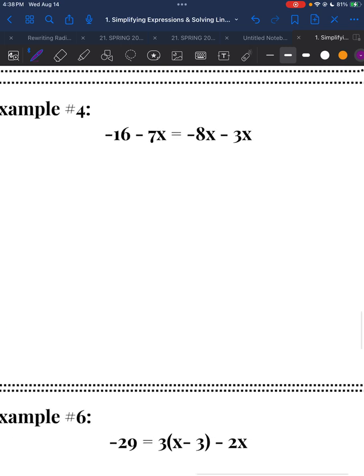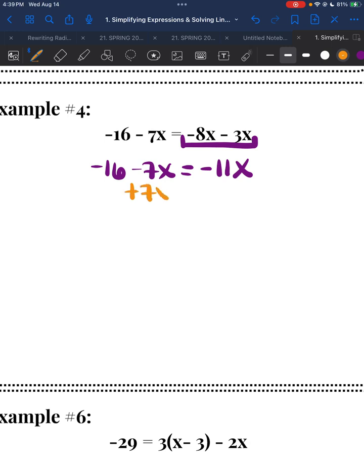Number 4, cannot distribute, cannot combine. Oh, I actually can combine like terms on this side. So on the left, it stays the same. And then on the right, negative 8x minus 3x is negative 11x. To get the x's on the same side, I'm going to move the negative 7x to the other side. So I'm going to do plus 7x. So I have negative 16 is equal to negative 4x.